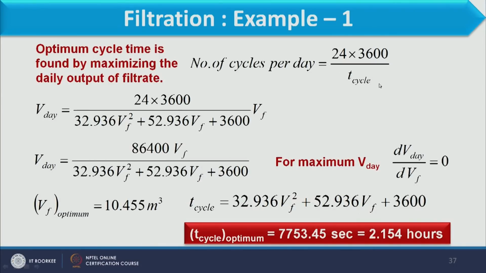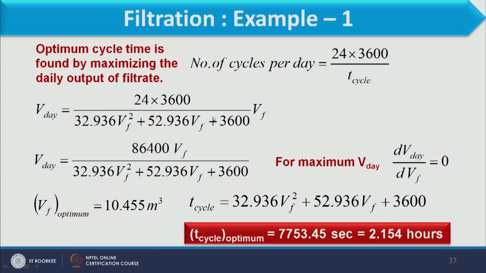T cycle is the time required for one cycle, and V day is the total volume collected in a day. Vf is the total volume collected in a single cycle, so we multiply it by the total number of cycles. So 24 into 3600 into Vf divided by T cycle, and putting in all known values, we get V day equal to 86400 Vf divided by the expression of T cycle. Now to maximize this V day, we will differentiate with respect to Vf and equate it to 0.